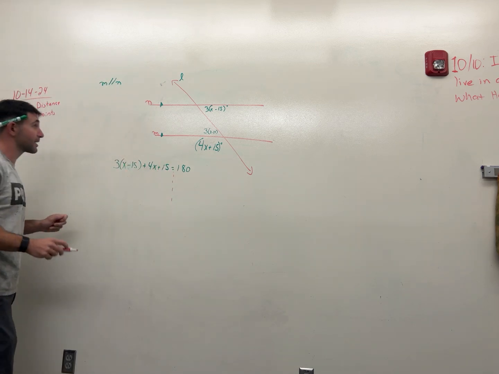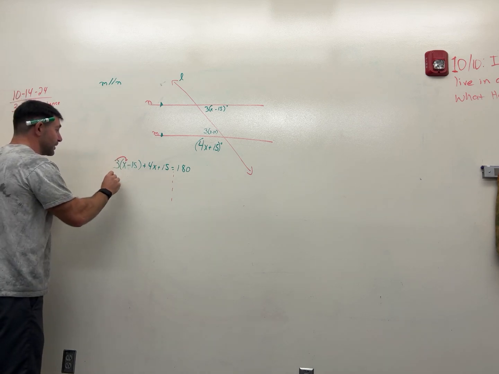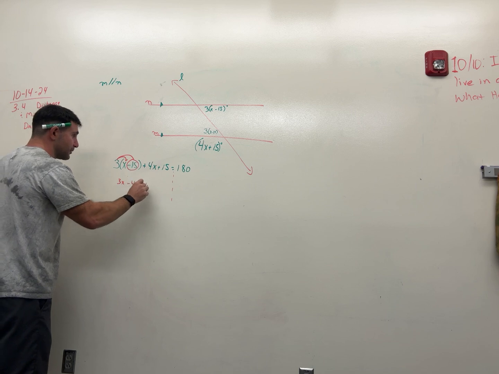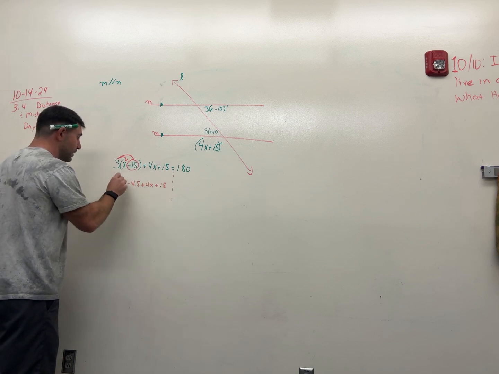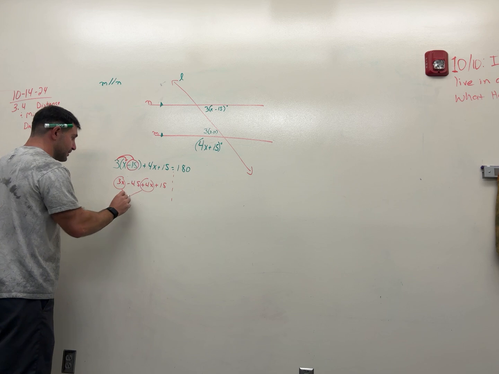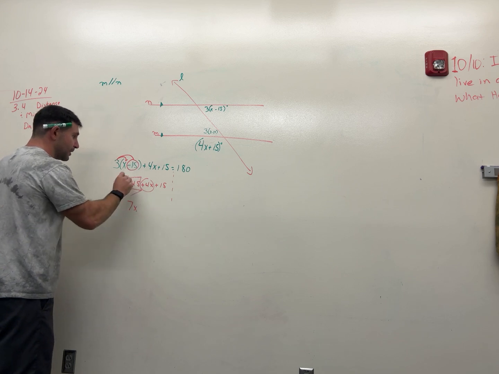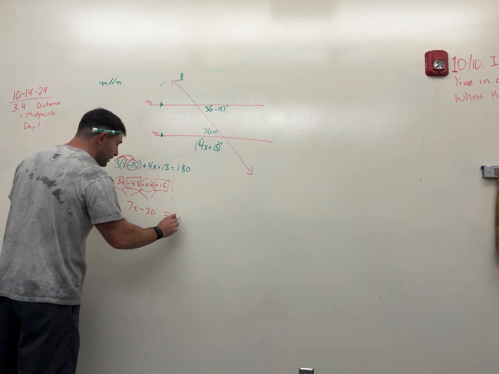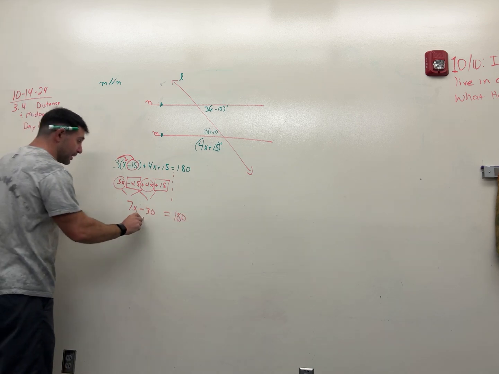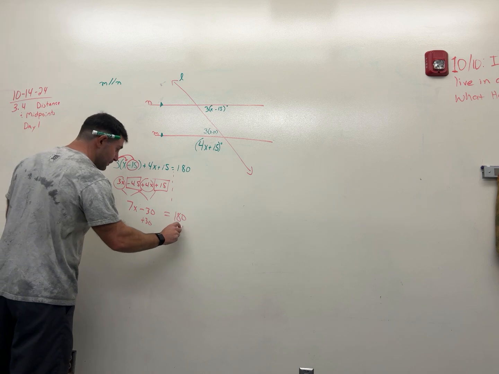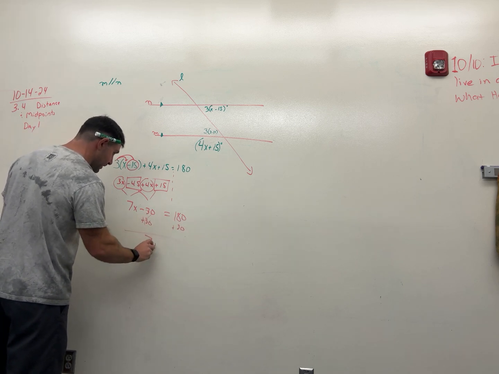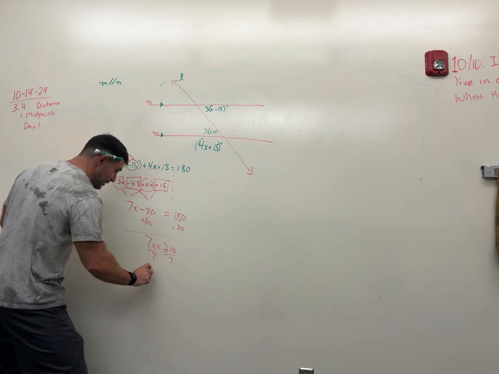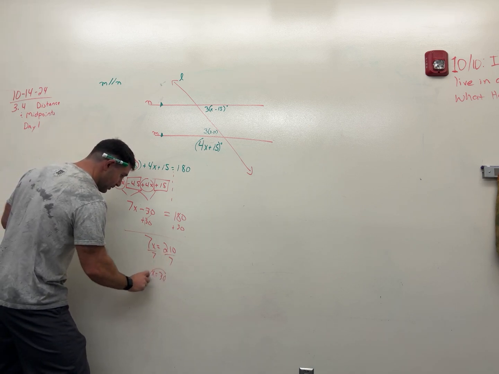We have to solve for x first. So we're going to multiply. That gives me 3x minus 45 plus 4x plus 15. Combine 3x plus 4x gives me 7x. Negative 45 plus 15 gives me negative 30 equals 180. From here, I'm going to add 30 to both sides. That leaves me 7x equals 210. Divide by 7. X equals 30.